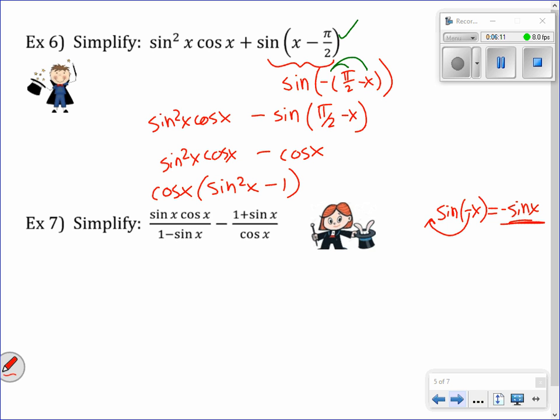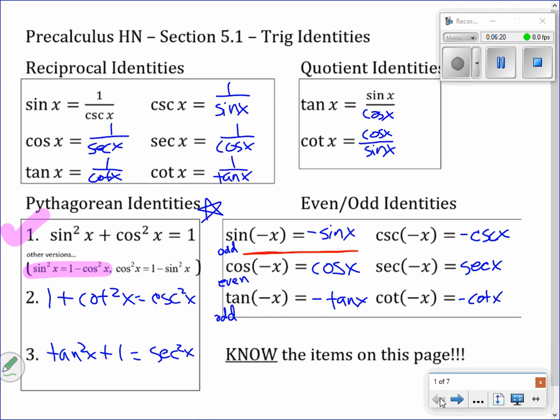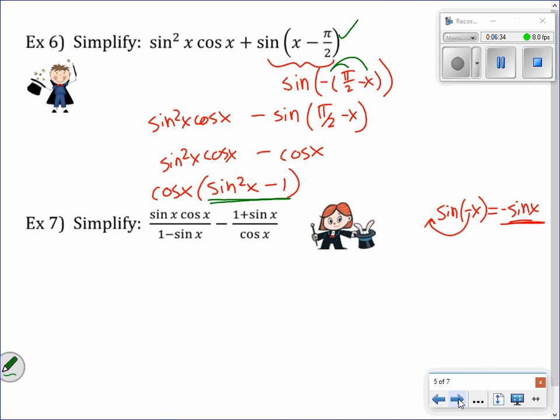So a lot of algebra skills here. And look at that. This piece right here, that is a Pythagorean identity. One of the versions of the Pythagorean is 1 minus sine squared. I can replace that with cosine squared. So 1 minus sine squared is replaceable with cosine squared. That's the rule we were telling ourselves.